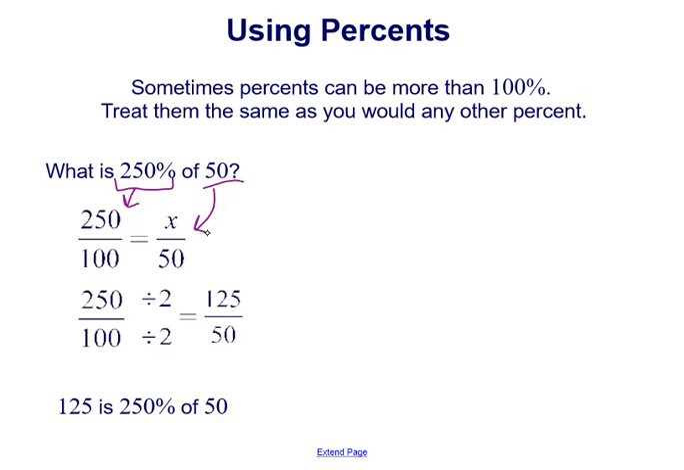We're then looking at the relationship between the denominators we have of 100 and 50. So that would be dividing by 2. To get from 100 to 50, you divide by 2. So that's why we're also dividing the numerator by 2. And 250 divided by 2 is 125. So therefore, 125 is 250% of 50.